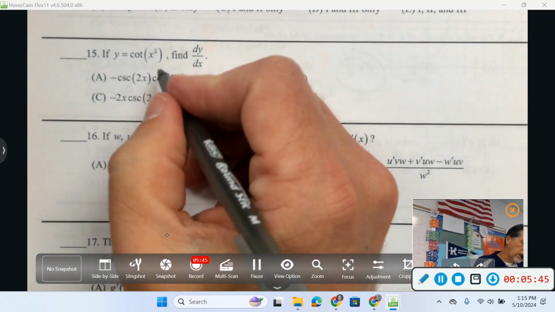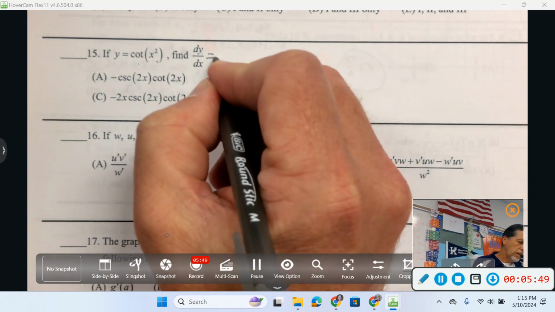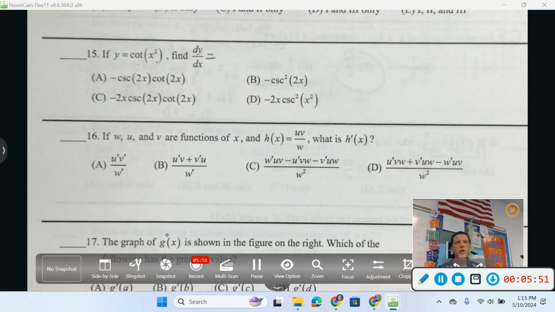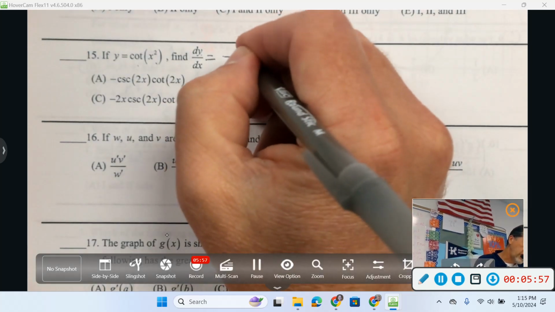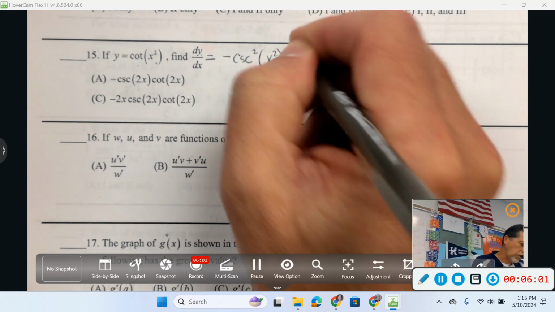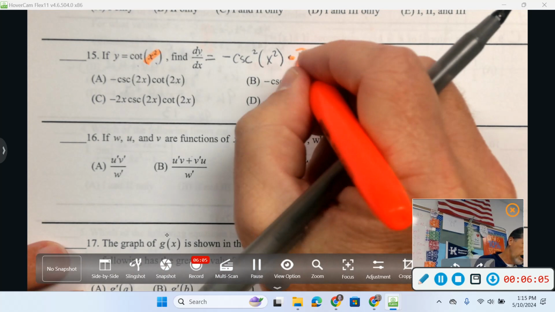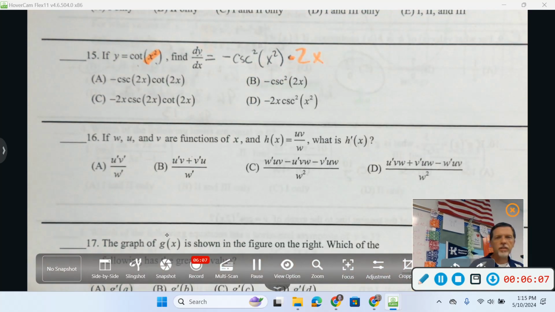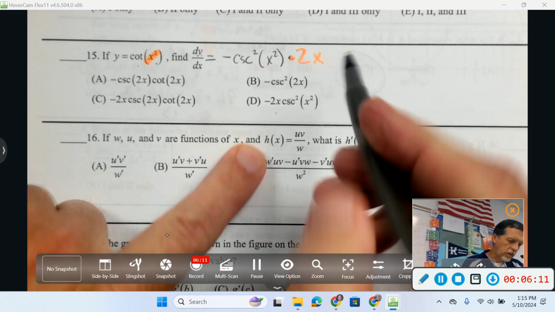Number 15. Derivative of cotangent of x squared. Okay, derivative of cotangent. Well, the derivative of tangent is secant squared, so cotangent is negative cosecant squared of x squared. But then chain rule, times 2x. So negative 2x cosecant squared of x squared.